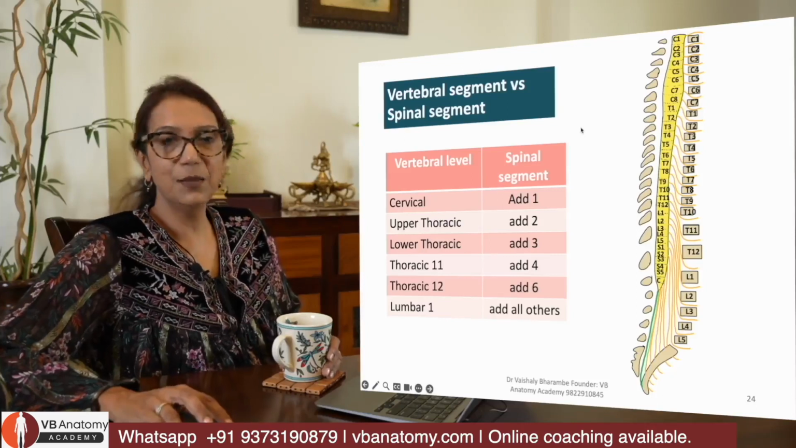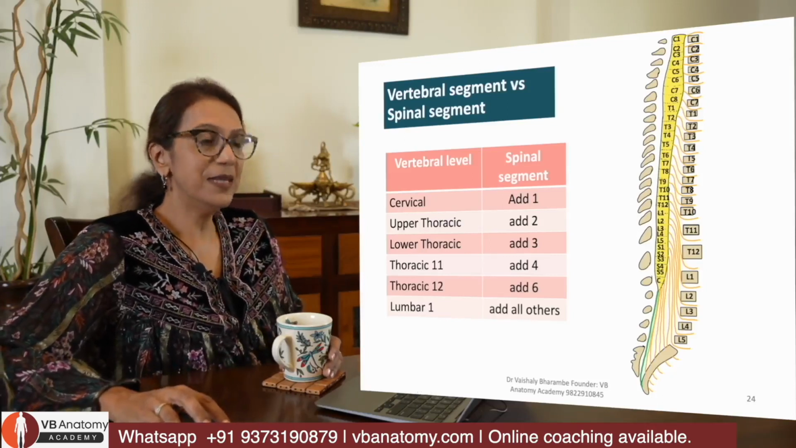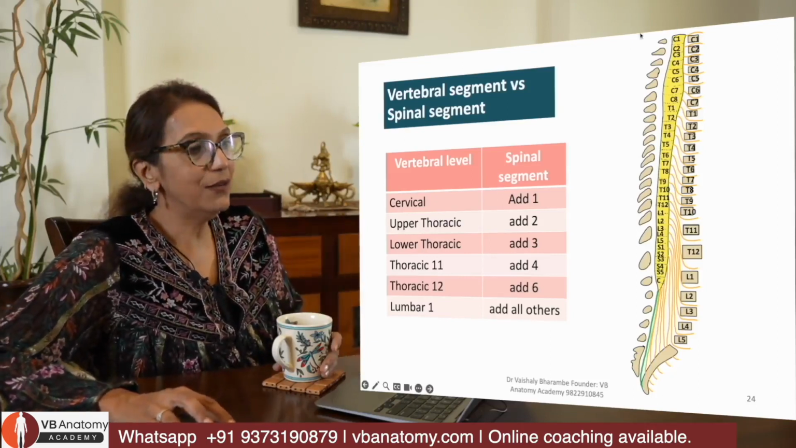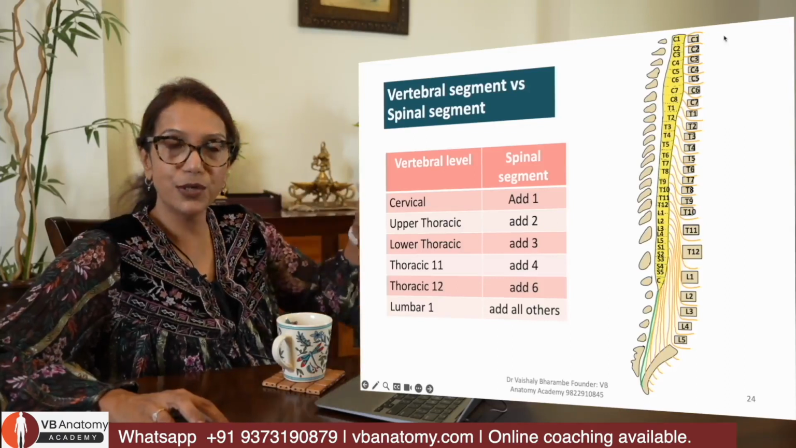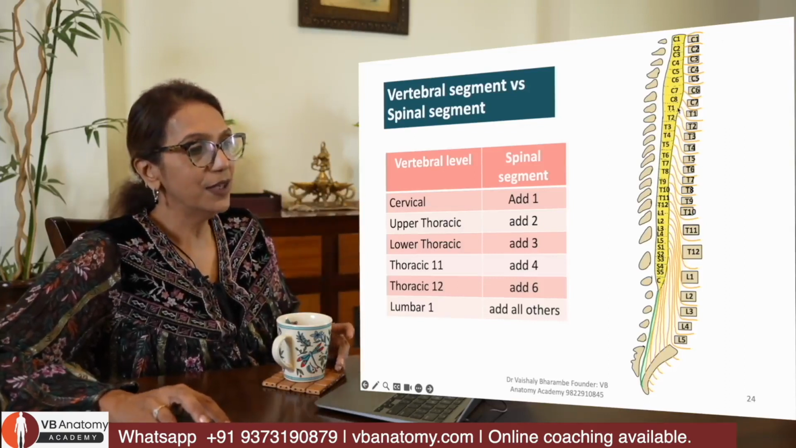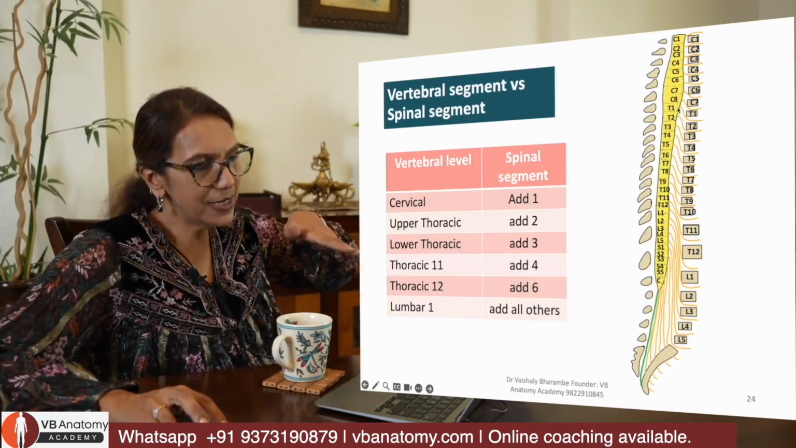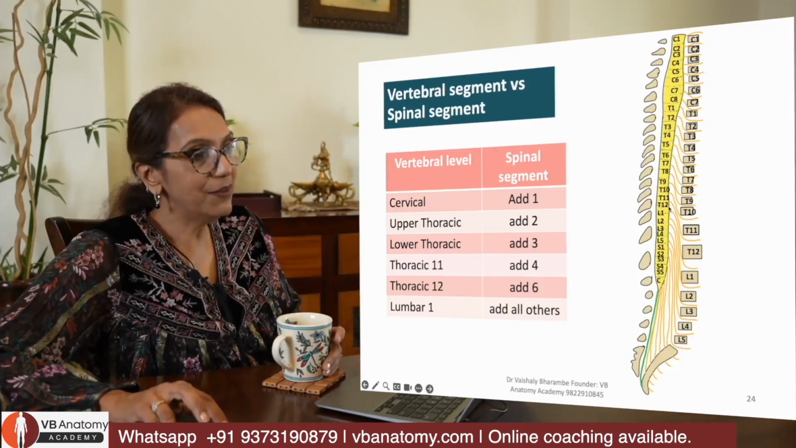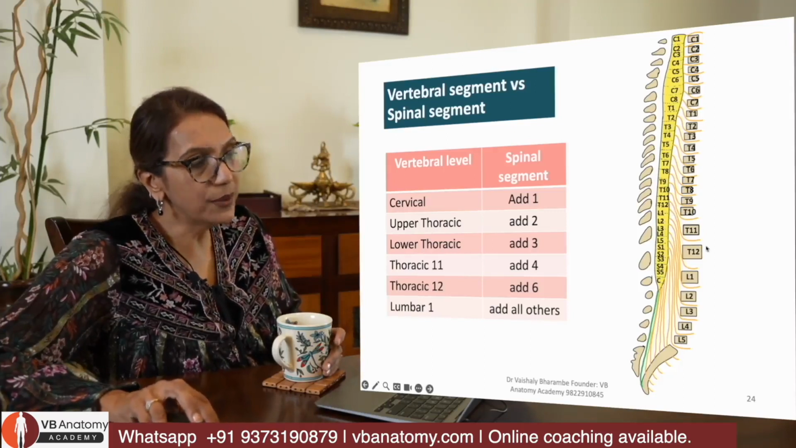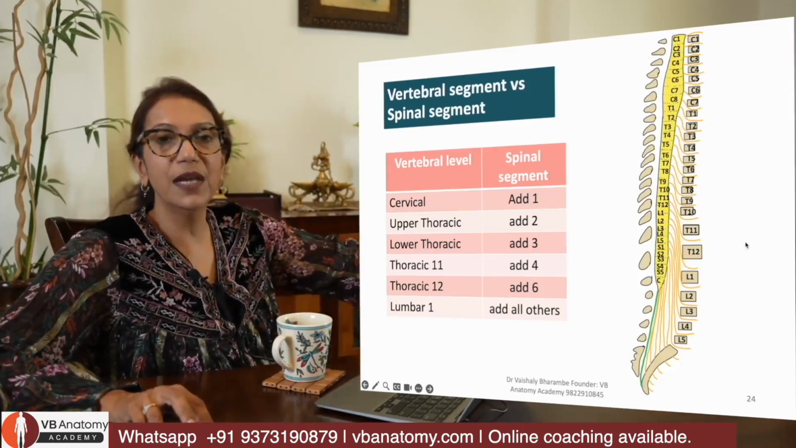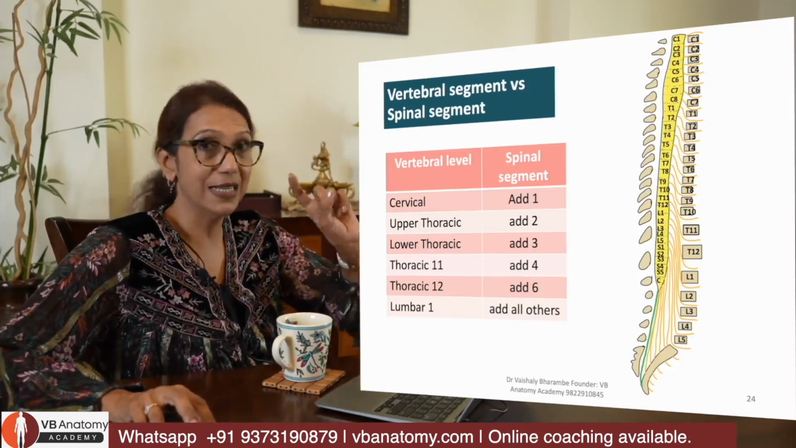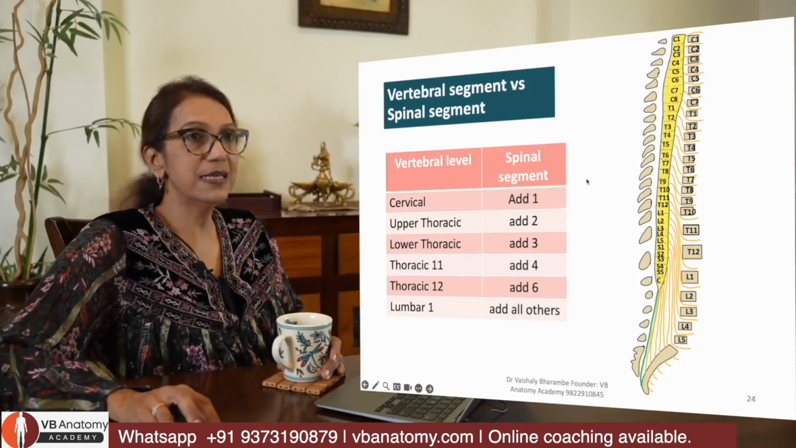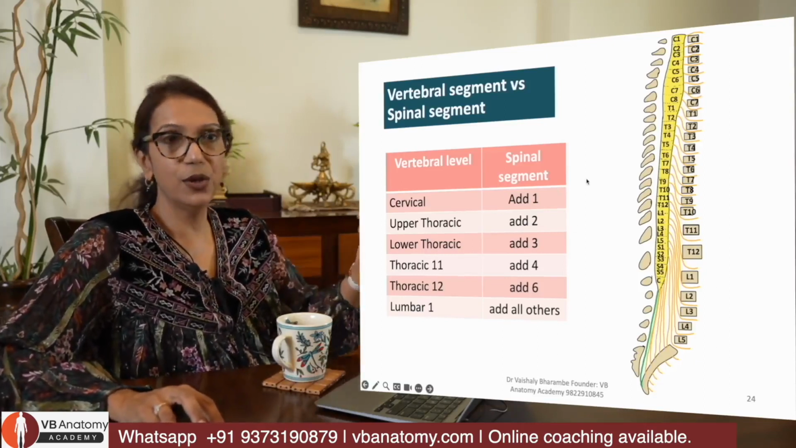So one last thing before we end this video, vertebral segment versus spinal segment. Look at this image carefully. At the level of C1, the nerve is almost horizontal. At the level of T1, you can see that the nerve has to descend a little bit down to emerge out of its intervertebral foramen. So the nerve descends quite a bit to emerge out of the intervertebral foramen of its relevant vertebra, and your spinal cord is stopping at L1.